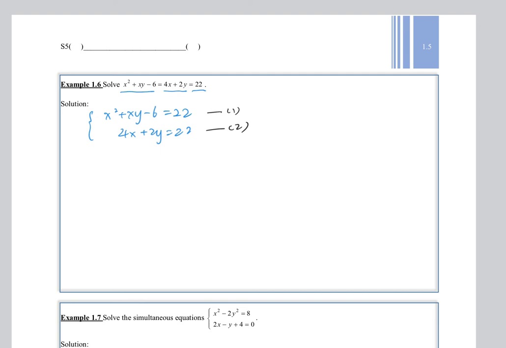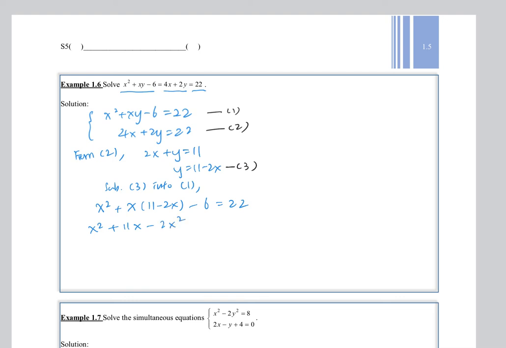So for equation 2, let's simplify. From equation 2, 2x plus y equals 11. y is equal to 11 minus 2x, and you get equation 3. After that, we substitute as usual. Substitute equation 3 into 1, so you will get x squared plus x times 11 minus 2x minus 6 is equal to 22. Expand.